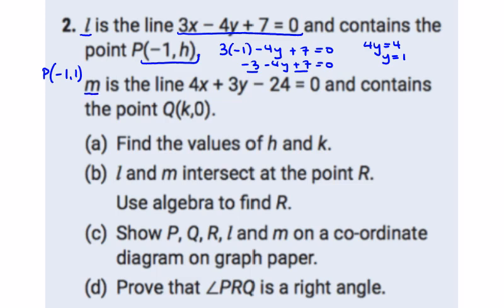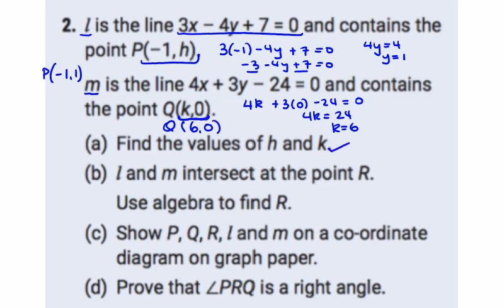Then we have the line M, and we have the point K, 0. So we have an x value that we're looking for, k. So 4k, if you want to replace x with k, plus 3 times 0 minus 24 equals 0. You're going to get 4k equals 24, or k equals 6. So Q is the point (6, 0). So we found P and Q.